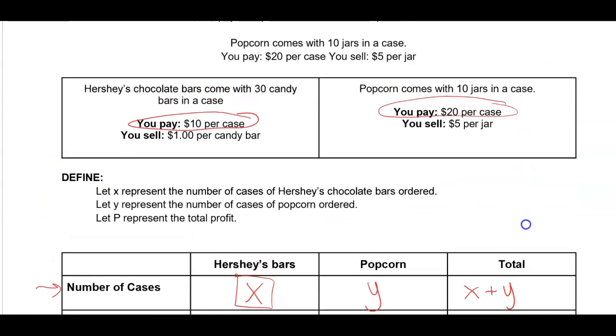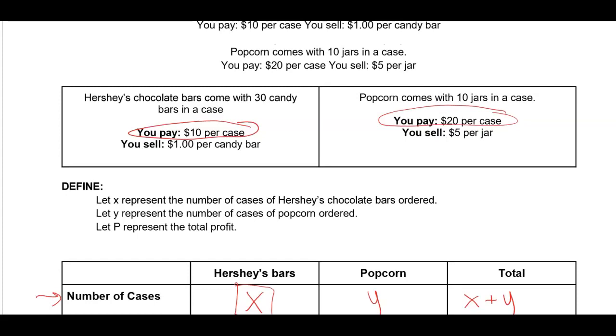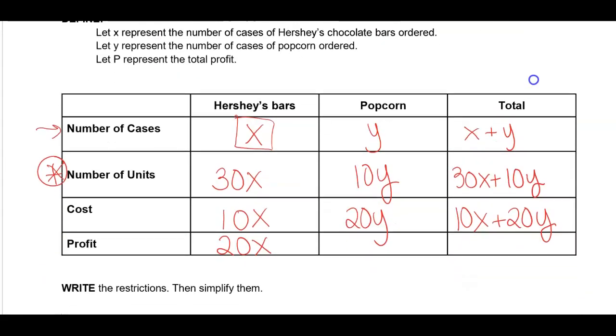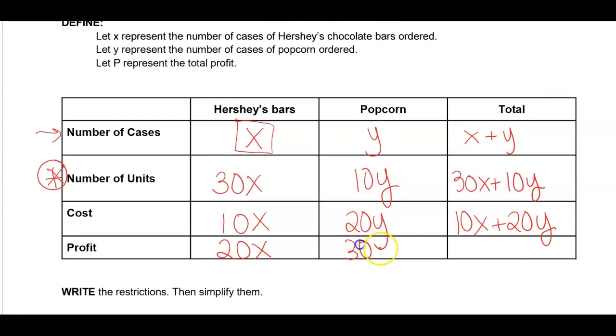And then we need to look at the same thing for the popcorn jars. Okay, we sell them for $5 a jar. So how much money comes into my hand when I'm finished selling a case of popcorn? $50. How much of that is profit? $30. Okay. And my total profit would then be calculated by adding those things together.